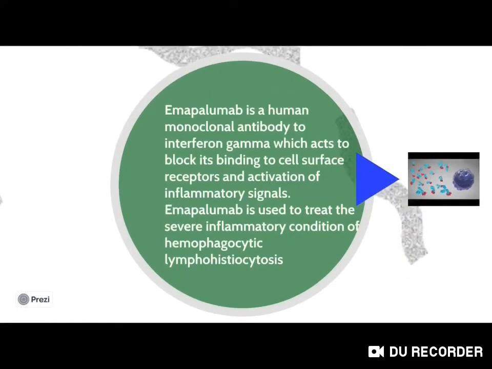Application in medicine. Emapalumab is a human monoclonal antibody to interferon gamma which blocks its binding to cell surface receptors and activation of inflammatory signals. Emapalumab is used to treat the severe inflammatory condition of hemophagocytic lymphohistiocytosis.